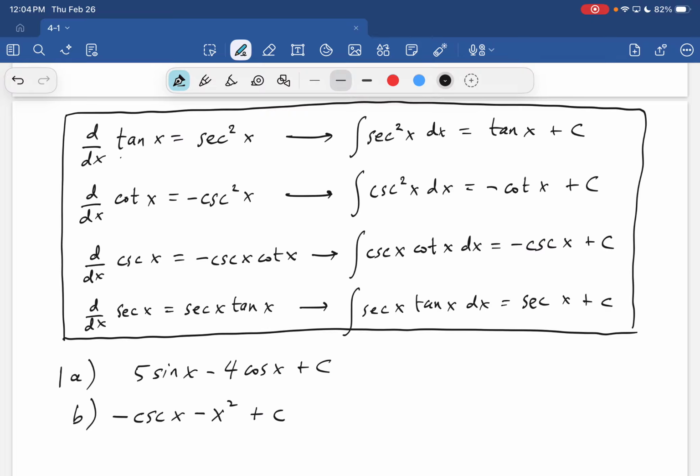Guys, focus on the worksheet, okay? The whole first page of 4.1b. A should be done in 5 seconds.